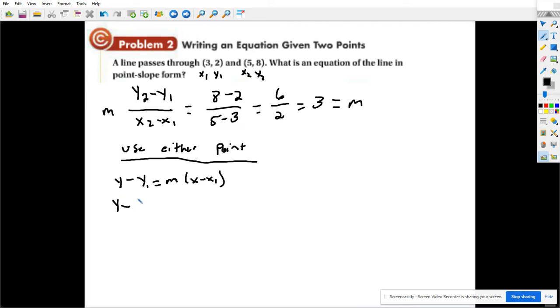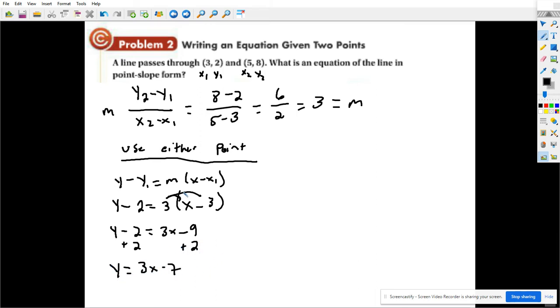So y minus y1, which is 2, equals my slope I found is 3, times x minus my x1, which is also 3. Okay, so how do I get y by itself? I distribute. Y minus 2 equals 3 times x is 3x, 3 times -3 is -9. I'm going to add 2 to both sides, and I got y equals 3x minus 7. So there's my line in slope-intercept form.